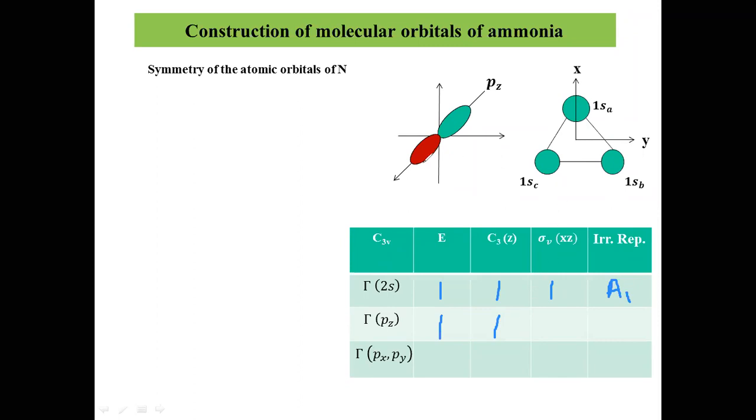Now again, if I do sigma v xz, it contains basically the z axis, right? So therefore this is going to be also 1, xz plane. So this is again going to be the A1 irreducible representation. So totally symmetric. Both of them are going to be totally symmetric, right?